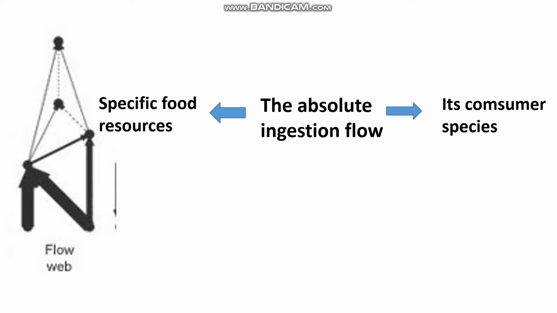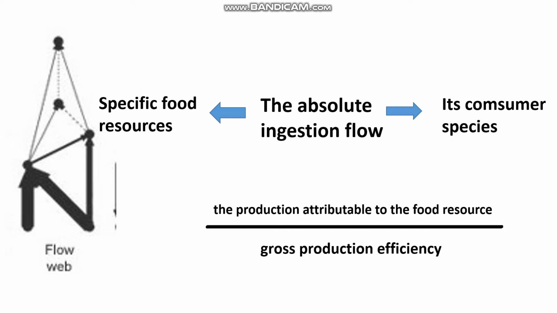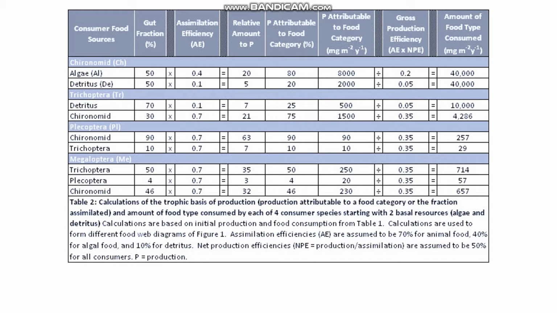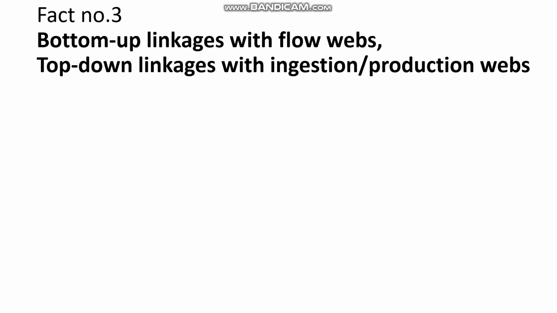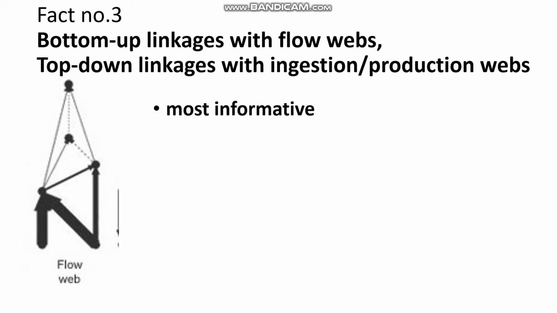How is it determined? It can be estimated from the production attributable to the food resources divided by gross production efficiencies. After that, you can observe this table, and the flow web has now been built in this manner. Fact number 3. Bottom-up linkage with flow webs, top-down linkage with ingestion production webs. The flow web is probably the most informative of all webs considered because it represents actual flows rather than ratios, which can be compared across species and communities.